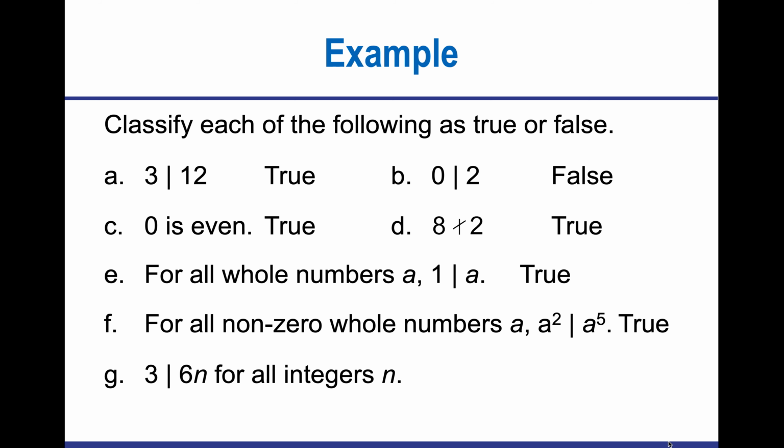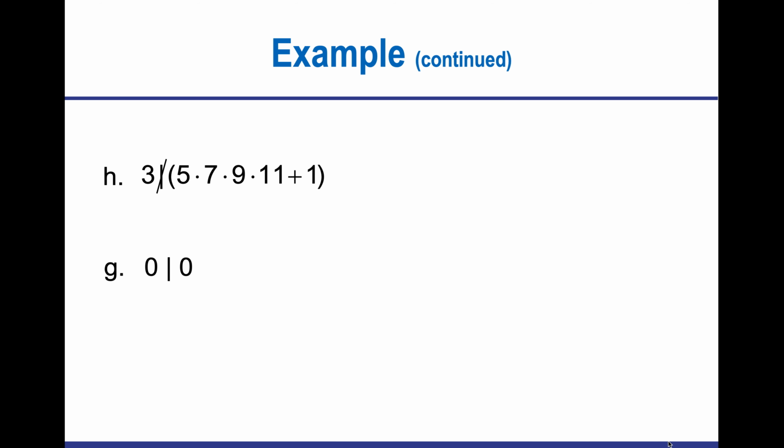3 can go into 6n for all integers n. Yes. So if it's 6 times 1, 3 can go into 6. If it's 6 times 2, 3 can go into 12. So that's always going to be true. Then this one says, is this not going to be divisible? But I have to work with what's inside of these parentheses. So I have to figure out what is 5 times 7 times 9 times 11, then take that number and add 1.